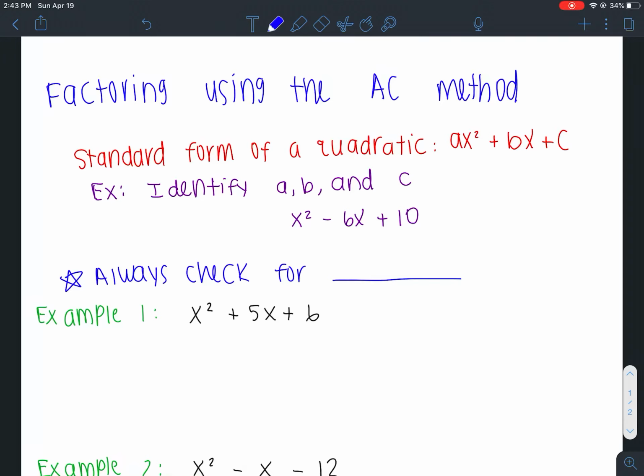Hey guys, this is a video for factoring when a is 1 using the AC method. Before we jump into factoring, there are a few things that we need to go over. First of all, we got to figure out what is standard form of a quadratic.